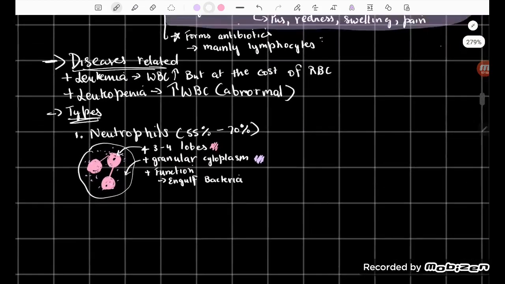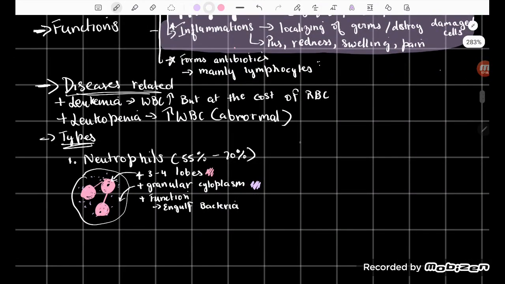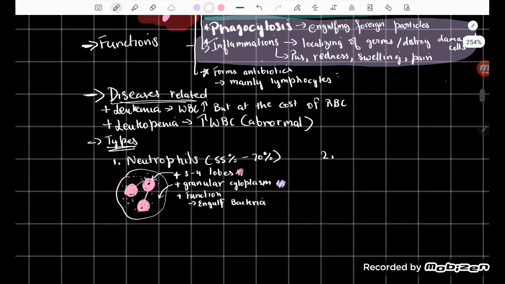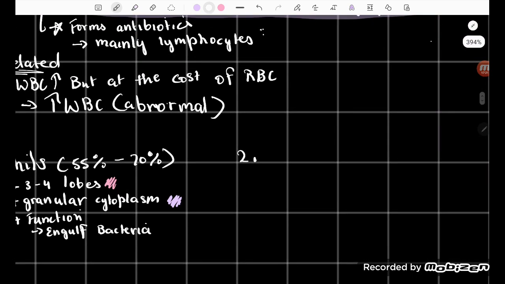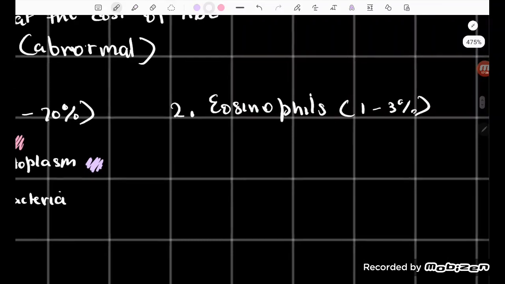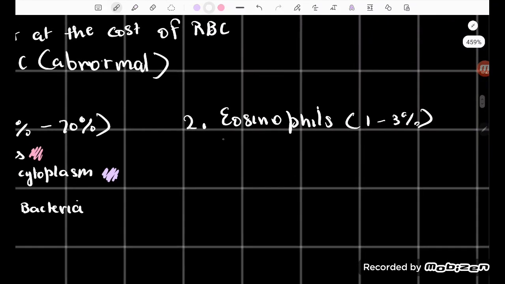I'm going to do the second one a bit up here, just so that I use up all the space, because I don't like wasting space. Second type is eosinophils. Now, this is pretty low. I don't think you have to learn the percentage here by heart.